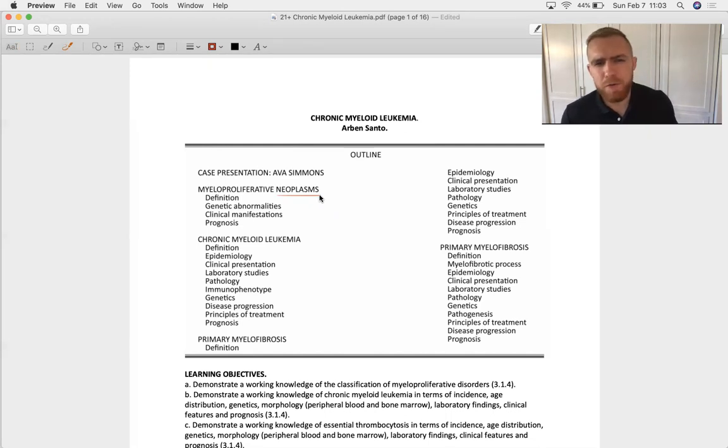So myeloproliferative neoplasms take a long time to really develop. These are diseases of the elderly. The 6th, 7th, 8th decade of life is when you most commonly see these 4 diseases, and there are 4 main myeloproliferative disorders. They're CML, which is a white cell disorder, polycythemia vera, which means you have too many red cells. Then there's essential thrombocythemia, which is a platelet problem, a megakaryocyte problem. And then there's primary myelofibrosis, which is also a platelet problem.